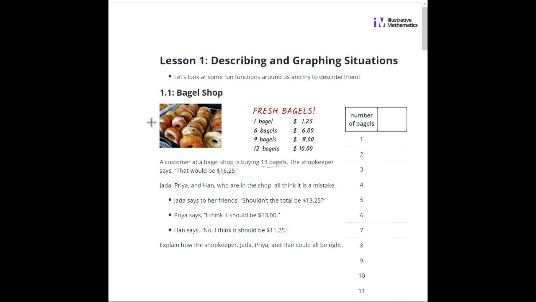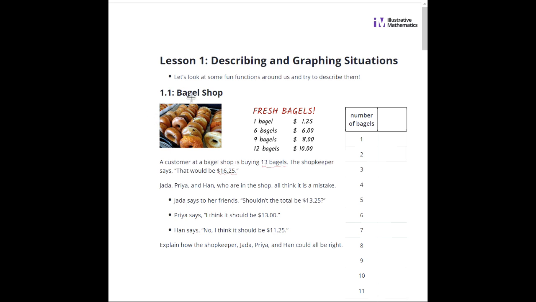Jada, Priya, and Han, who are in the shop, all think that this is a mistake. Jada says to her friends, shouldn't the total be $13.25? Priya says, I think it should be $13. Han says, no, I think it should be $11.25. Explain how the shopkeeper, Jada, Priya, and Han could all be right.